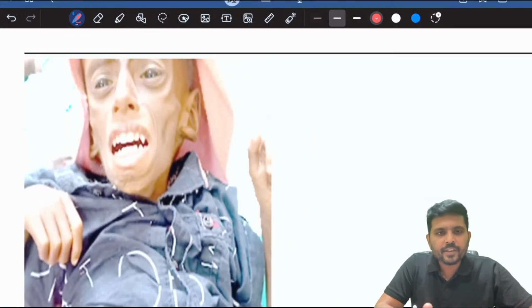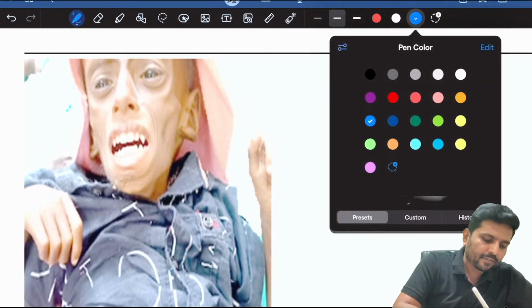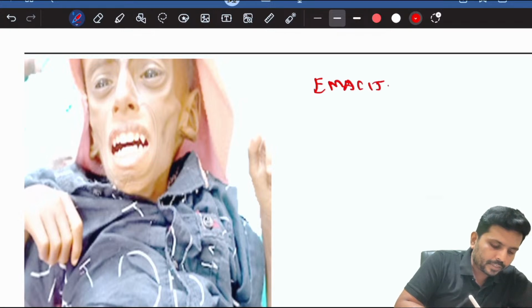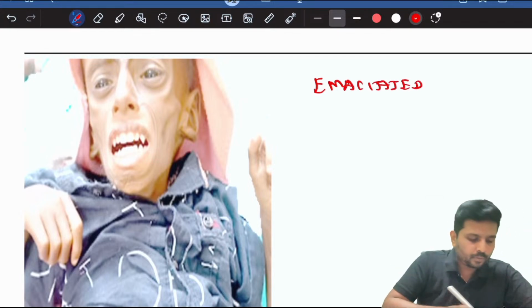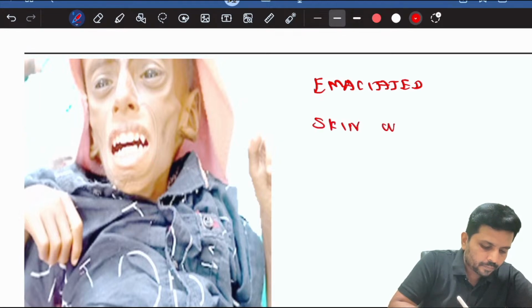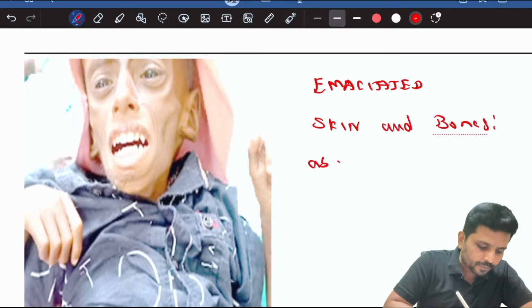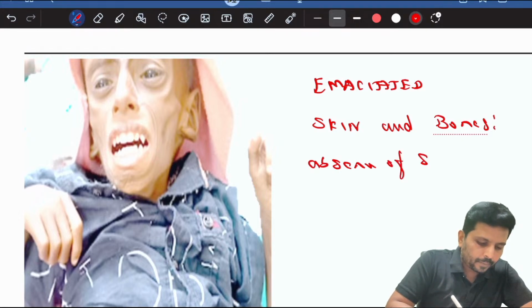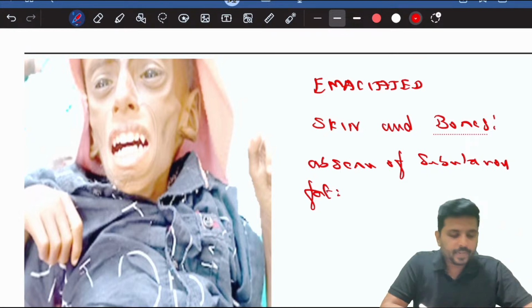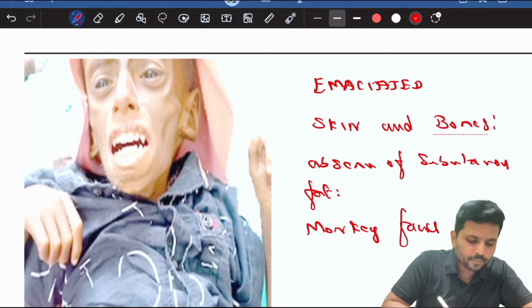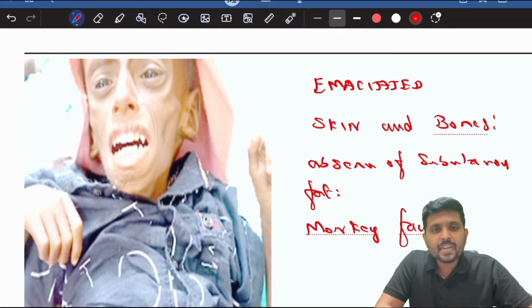Next, look at this. He is very emaciated. What is he suffering from? This child is emaciated, only skin and bones. One is emaciated, second is skin and bones. Look at this, absence of subcutaneous fat, as a result of which he has got monkey facies.